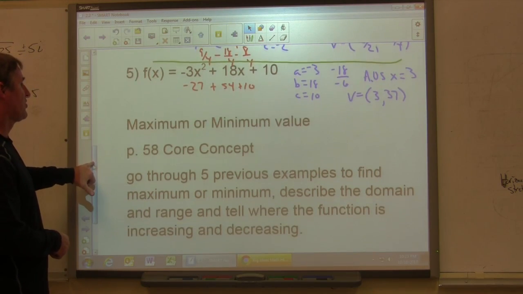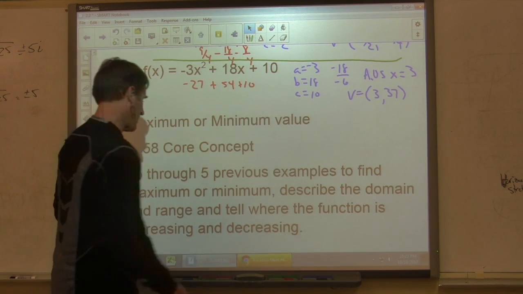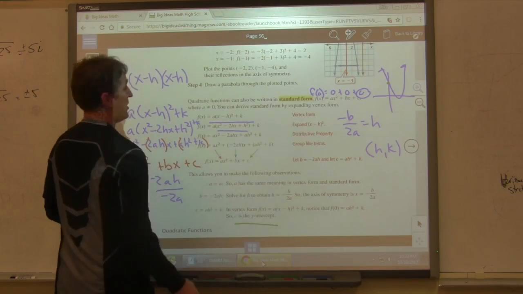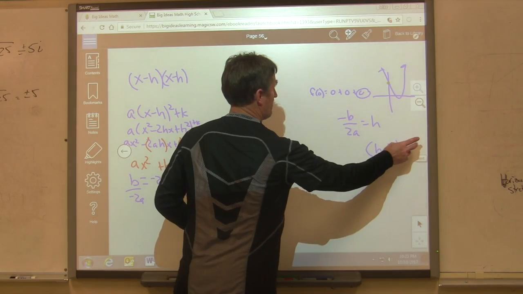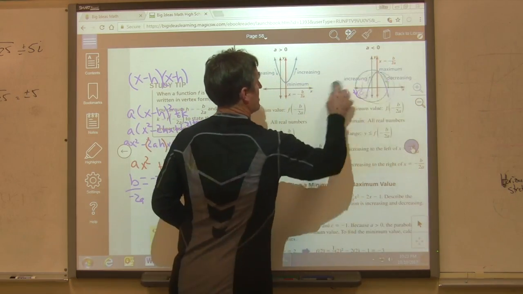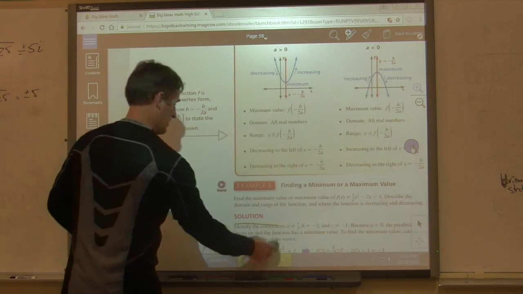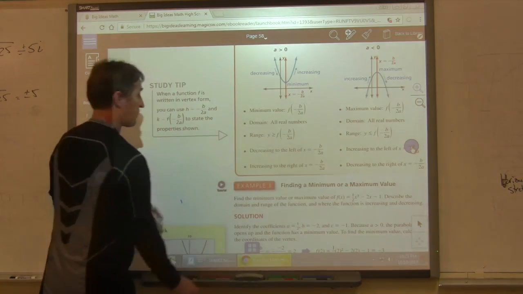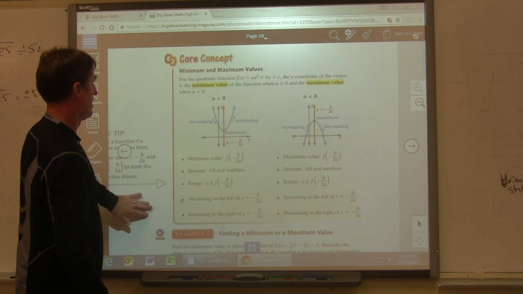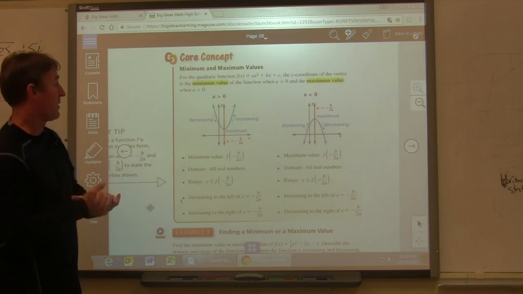The last thing you're going to do is the maximum or minimum value. And the book goes through a really nice example of this on page 58 in their core concept. So we're going to go to that. All right. Core concept on page 58 on the maximum and minimum. We talked about where that is.